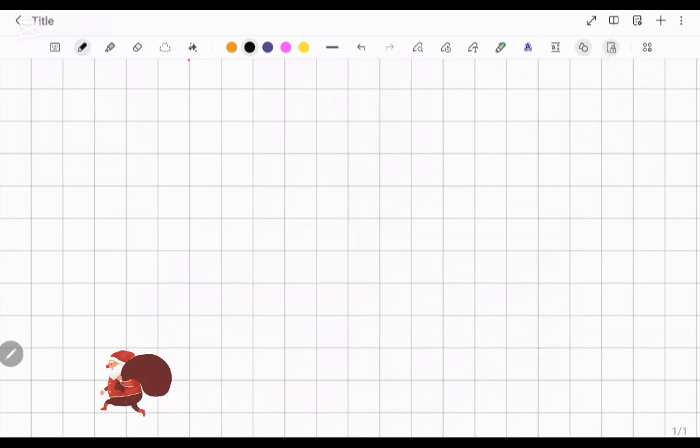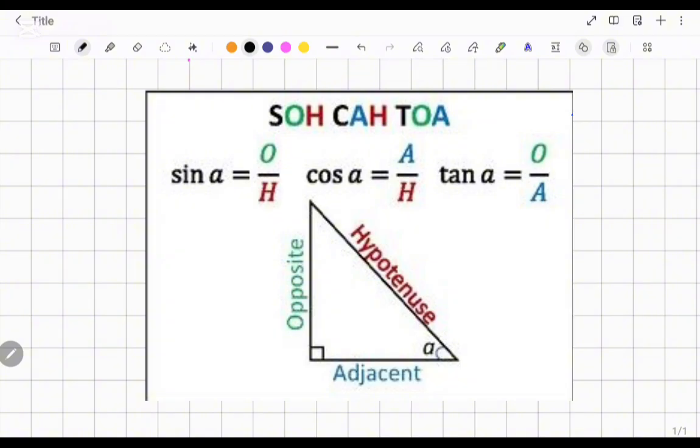Okay, guys, today I want to talk about sine, cosine, and tangent in right triangles. I want to explain what sine, cosine, and tangent are very, very simply, in the simplest form possible. Especially for the people that are in 9th grade or learning Algebra 1.